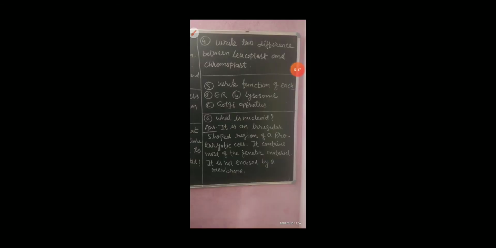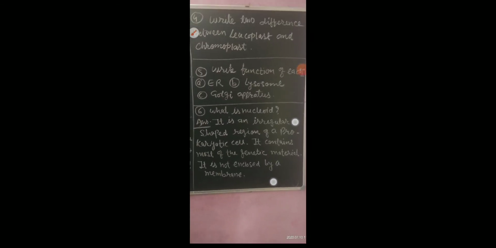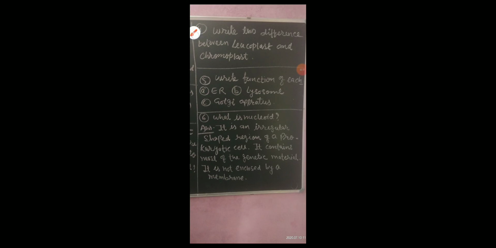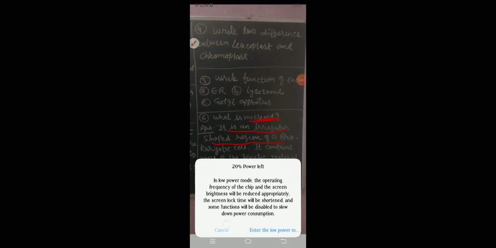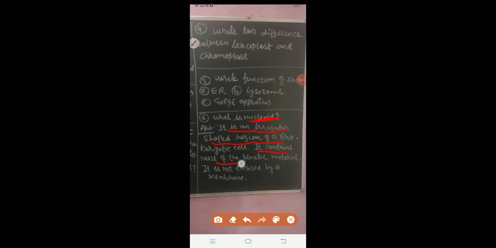Now come to the next question. What is nucleoid? This is also a very important question, student. So I have written this answer on the board. It is an irregular shaped region of a prokaryotic cell. It contains most of the genetic material. It is not enclosed by a membrane. Student, this is a part of the prokaryotic cells.